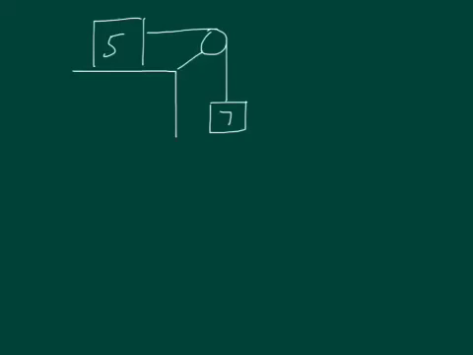Here we've got a similar situation to one we had before, where we've got two particles connected by a string that passes over a frictionless pulley. The string is inextensible, but this time we're going to assume that there is friction between this particle and the table. And there's something called the coefficient of friction, which is going to be 0.4.